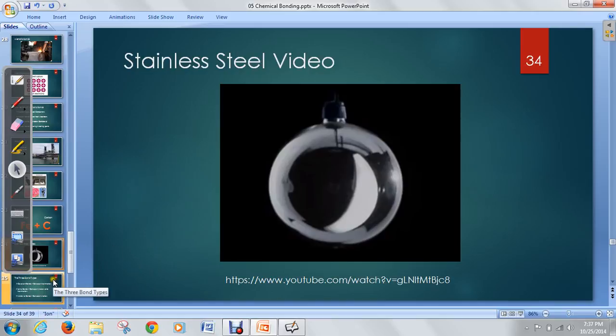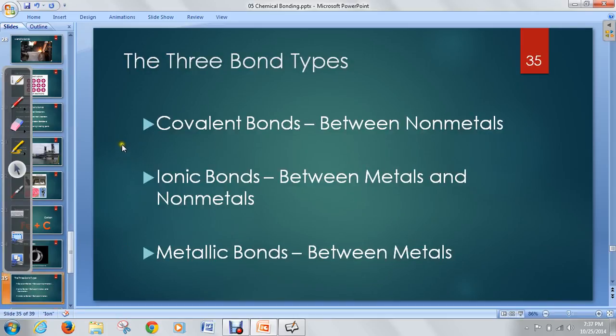So in an overview, there's basically three bond types, and this is how we summarize them. Covalent bonds are the sharing of electrons, which happens between nonmetals. Ionic bonds are when one atom gives an electron to another, which is usually between a metal and a nonmetal. And metallic bonds form between metals, and they let the electrons flow freely through the material. So there you go. That's a summary of what we've done.